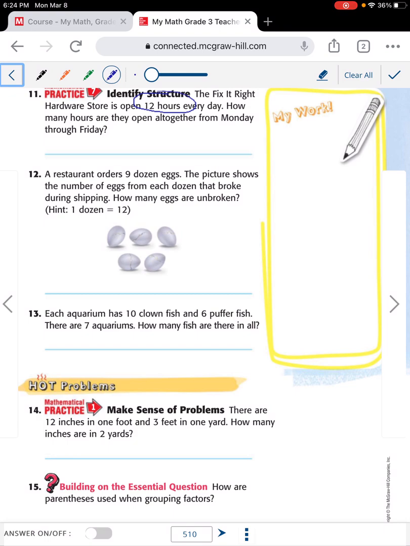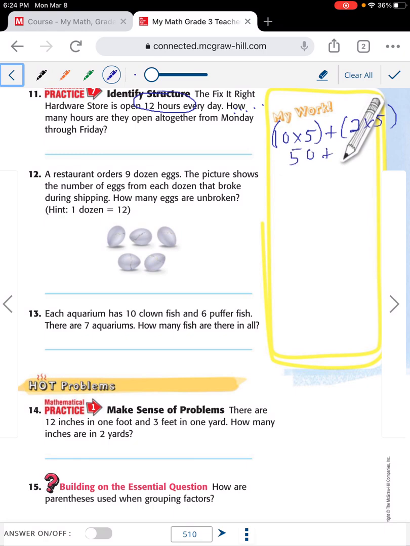So we want to count how many days are there from Monday to Friday. Monday, Tuesday, Wednesday, Thursday, Friday. We have 5 days. 12 times 5. Now, if you don't know 12 times 5, we're going to break it down. 10 times 5 plus 2 times 5. So we broke down 12 to 10 and 2.